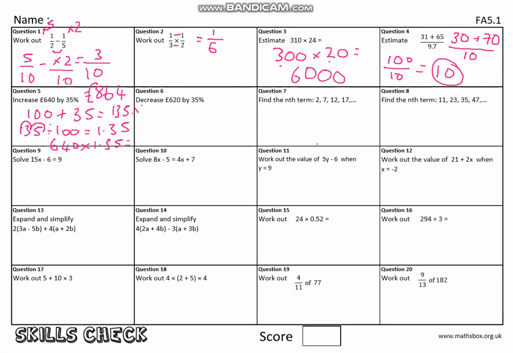So this time it is a decrease though. Okay, so decrease means going down. So to find my decimal, originally I had 100%, but I want to take away 35%. So I would do 100 minus 35, which would equal 65. So basically, I want 65% of my original amount, which was £620.